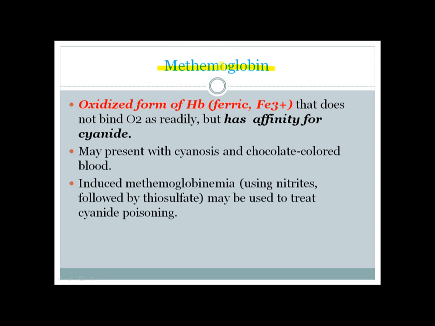And in case of methemoglobin, the iron in the heme is actually a ferric iron. So this is the oxidized form of hemoglobin, and this oxidized form does not bind oxygen as readily, but it has an affinity for cyanide. So methemoglobin can present with cyanosis due to an increase in deoxygenated hemoglobin, and also chocolate colored blood.